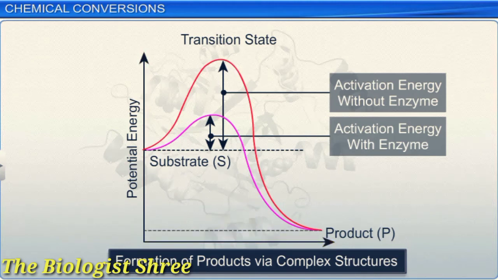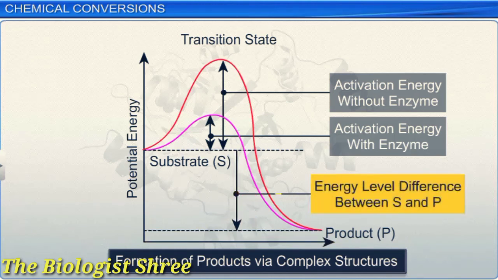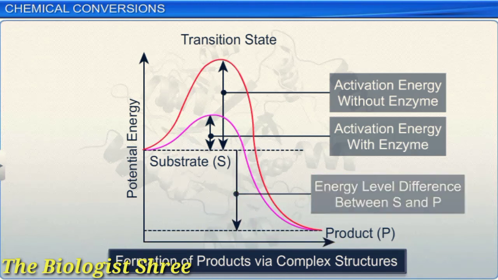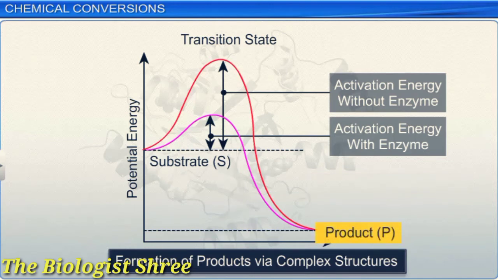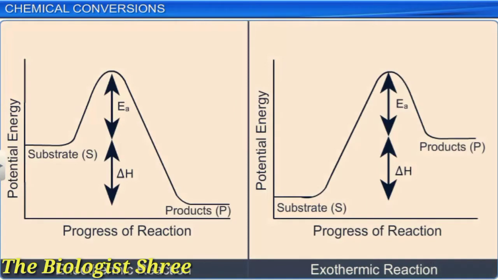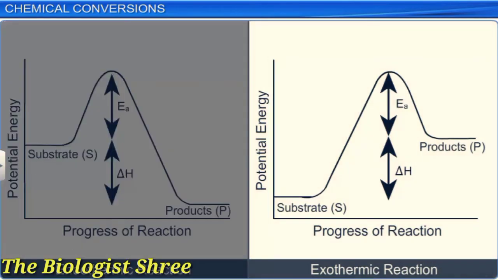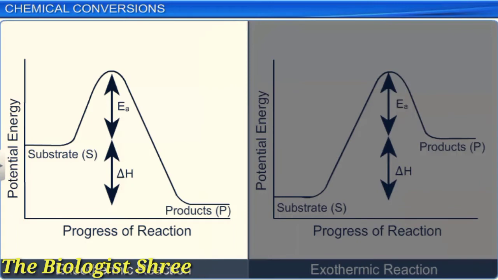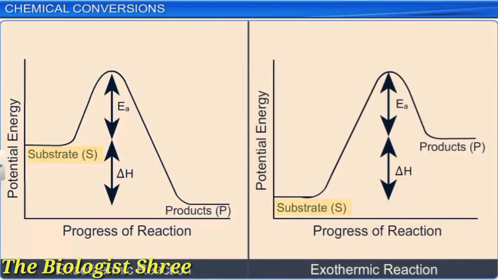Notice that there is an energy level difference between S and P. If P is at a lower level than S, it implies an exothermic reaction releasing heat energy. In other words, an external supply of heat energy is not required during this reaction to form a product. However, whether an exothermic or an endothermic reaction, the S has to go through a much higher energy state or transition state.